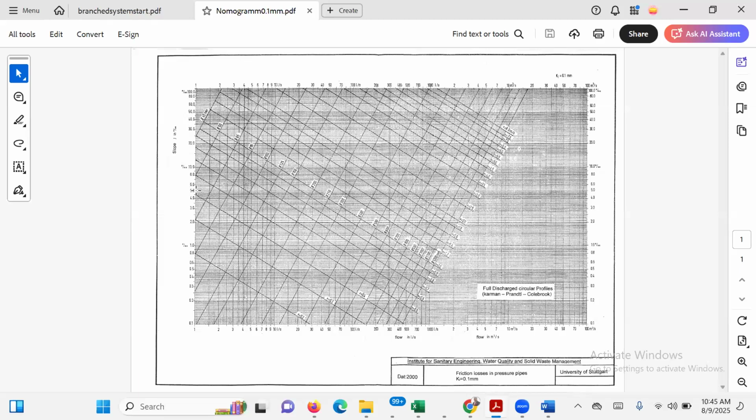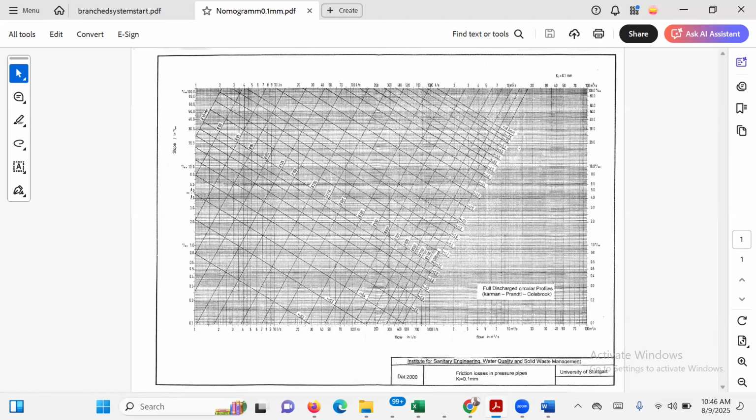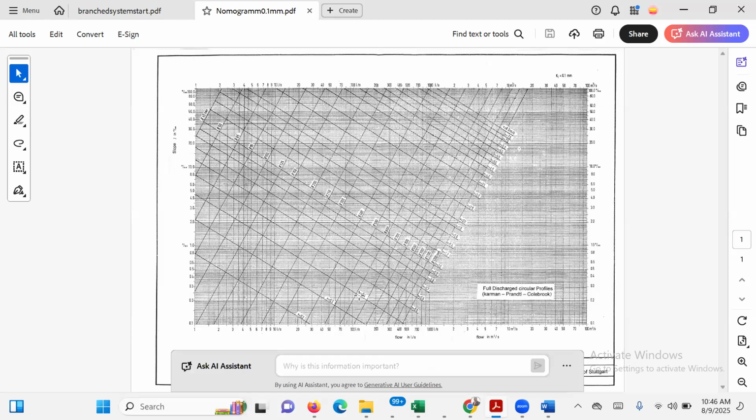I've seen a lot of designers, they'll use 50 mm. But you can see that the pipe size for 1 liter per second, servicing 300 population equivalent, requires a pipe size of 65. So this is 5. Then if I go diagonally down, the velocity at that point will be 0.4.